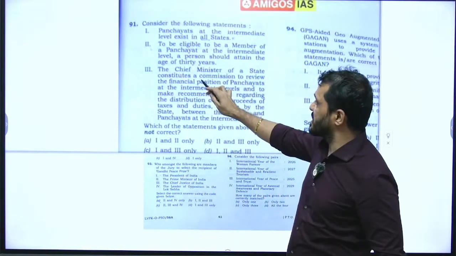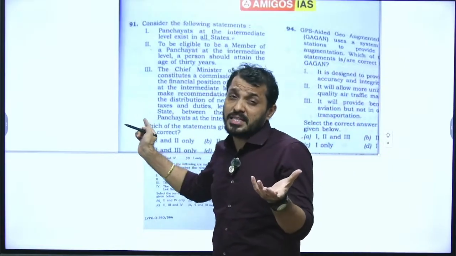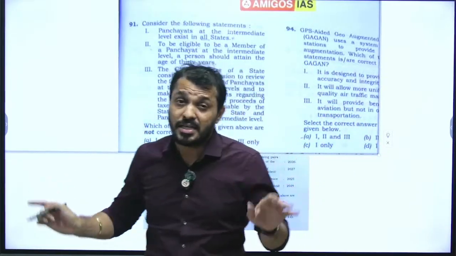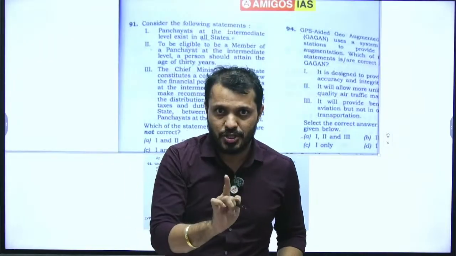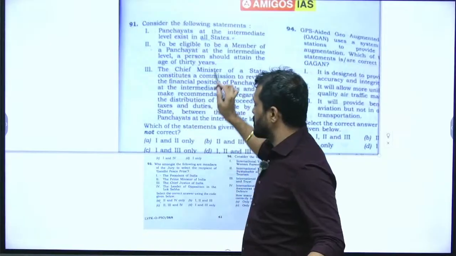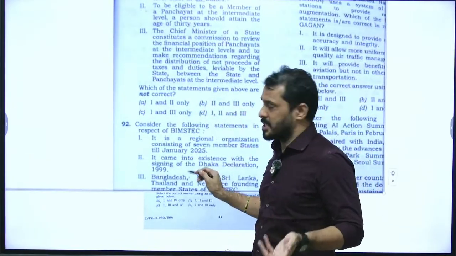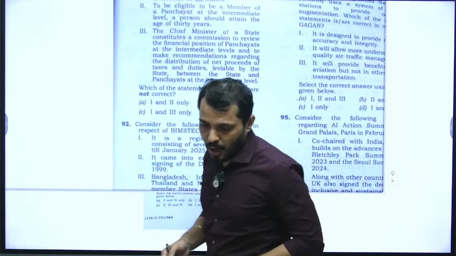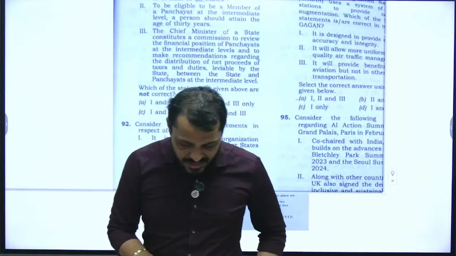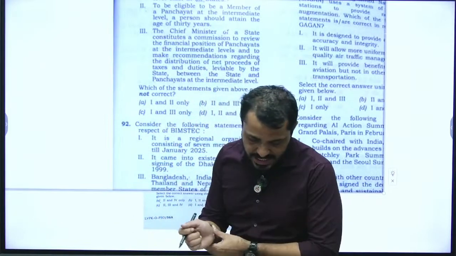And the Chief Minister of a state appoints a commission. So, it is saying that the CM will appoint the state finance commission. It is also not correct. The Governor will appoint the state finance commission, not the CM. So, all the statements are not correct. So, 1, 2, 3, D. All the statements are incorrect. Very, very important, students. So, this is about question number 91.